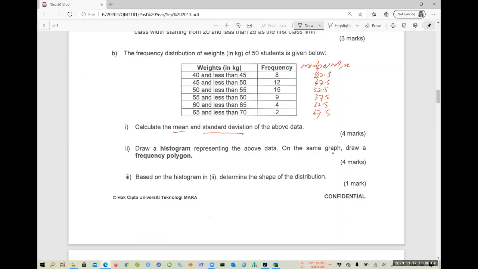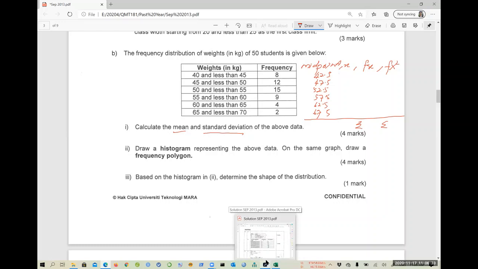So you need to find the mean and the standard deviation. In order to find them, you need to find the value for fx and also for fx squared. And then at the bottom here, you need to find the summation for both of these, right? So I give you the answer, and then we will do it one by one in order to get the summation value.